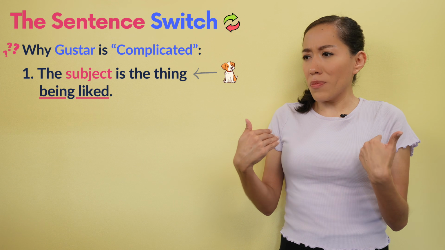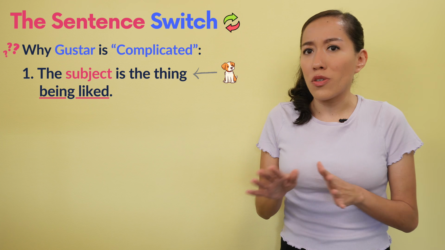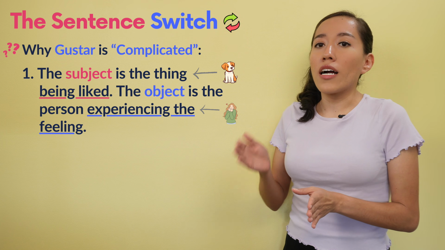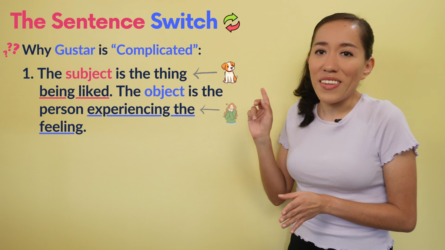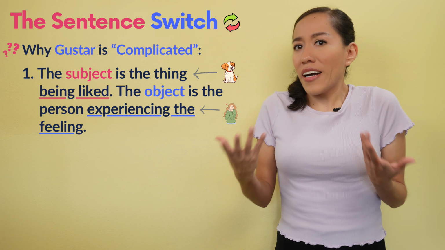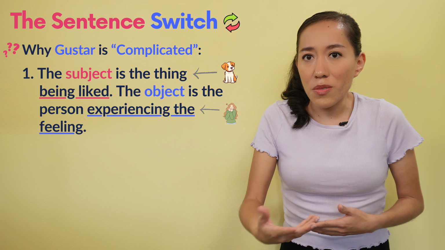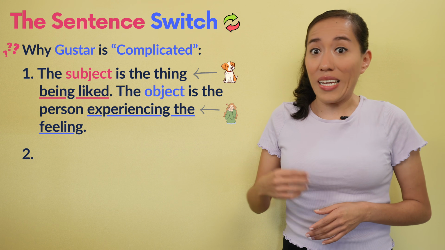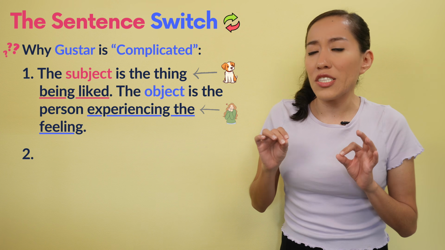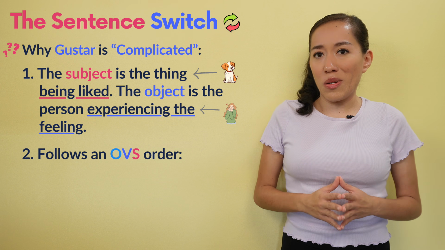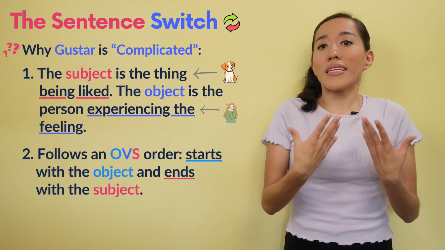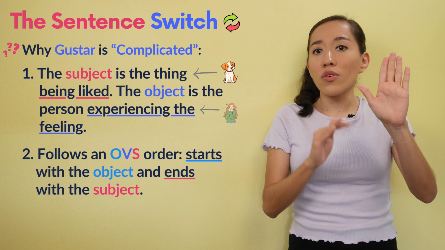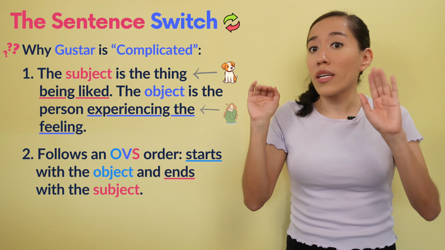Think about it. We, the people, are not doing anything to perform the action. Instead, we are the object. We are being affected by this activity or thing. And how are we being affected? By experiencing the feeling. Número 2. This is what makes gustar and similar verbs really challenging. Con los verbos como gustar, vamos a iniciar la oración con el objeto indirecto y terminamos con el sujeto.